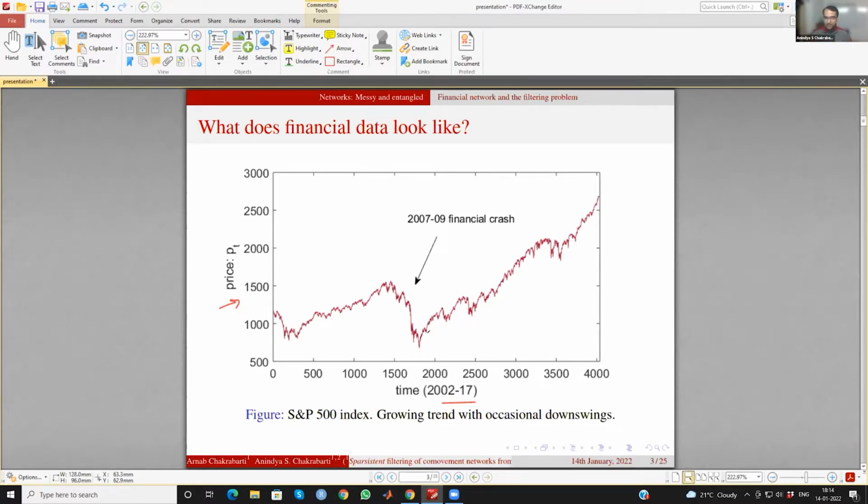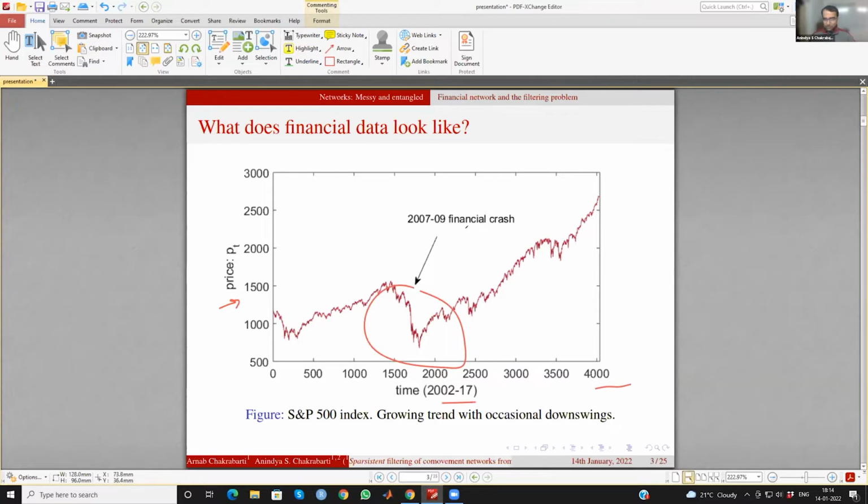Just to give you a sense of the x-axis, every year, roughly speaking, there are 250 trading days because the weekends are closed, and then there will be some other days where the trading will be off. So 250 times 16, you get 4,000. Roughly that is the dimension on the x-axis. One obvious thing we see is the 2007 to 2009 financial crash.